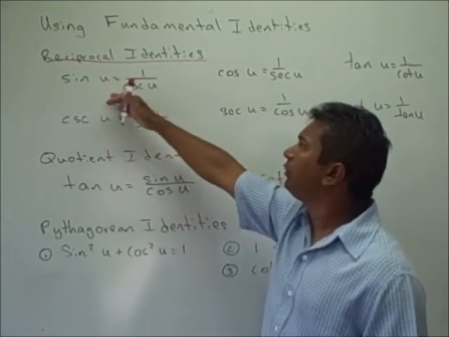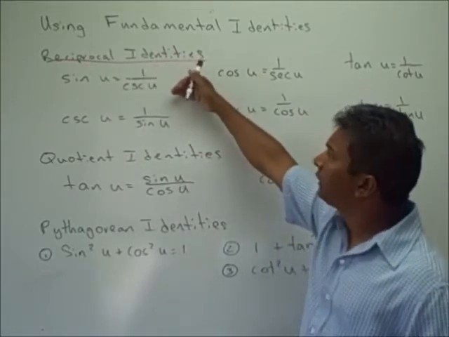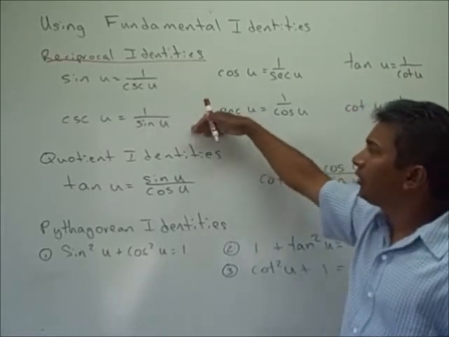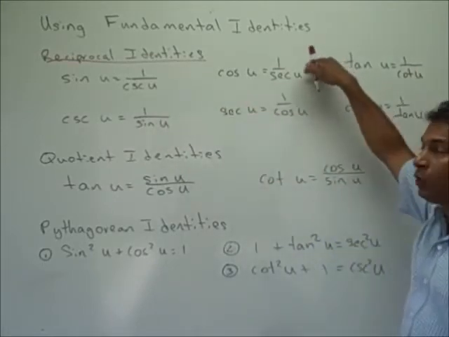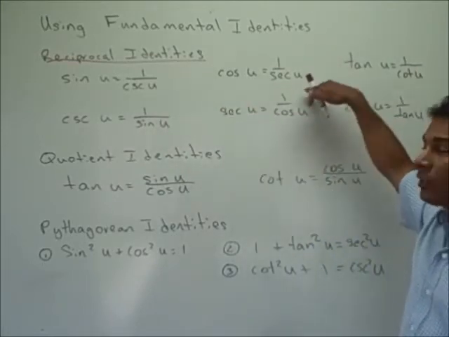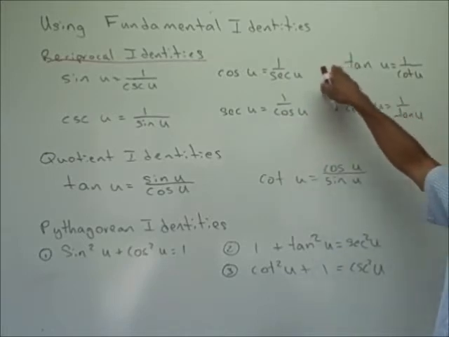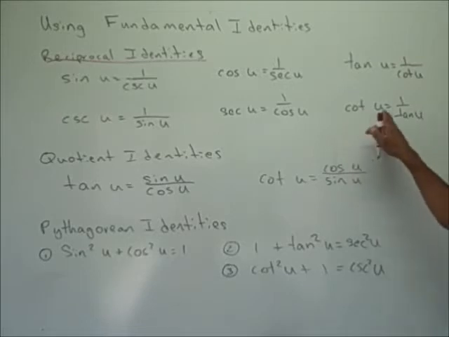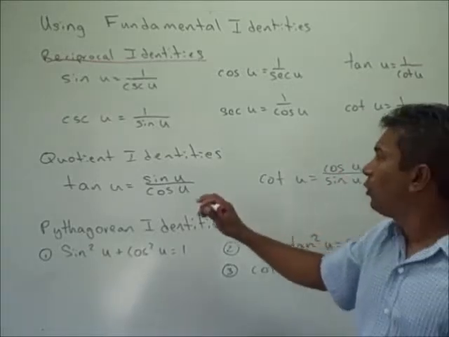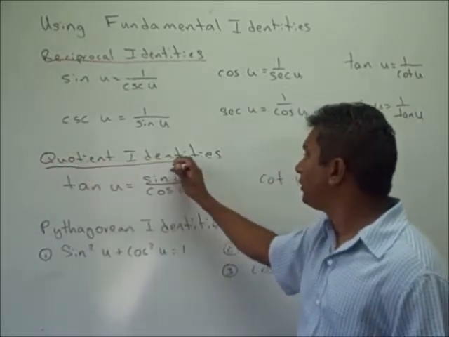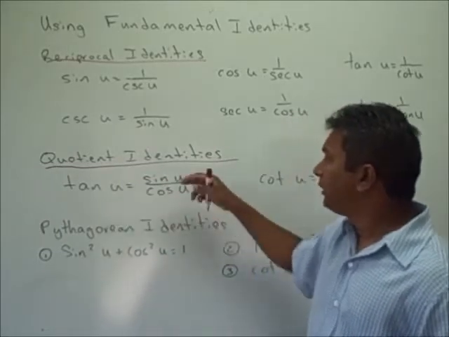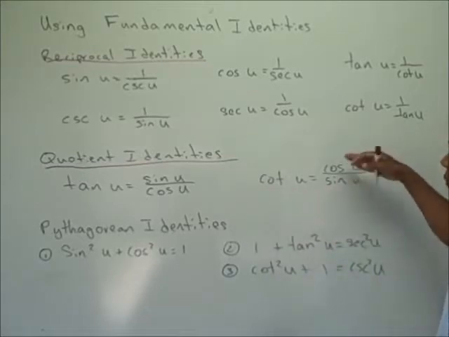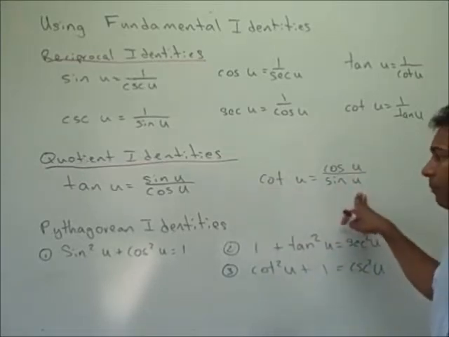We know that sine of u is equal to 1 over cosecant of u, and cosecant of u is the inverse of sine u. Cosine of u is 1 over secant u, secant of u is 1 over cosine u, and we also know that tan u is equal to 1 over cotan u, and cotan of u is equal to 1 over tan u. We have our quotient identities. We know that tan u is equal to sine u over cosine u, and we also know that cotan u is equal to cosine u over sine u.